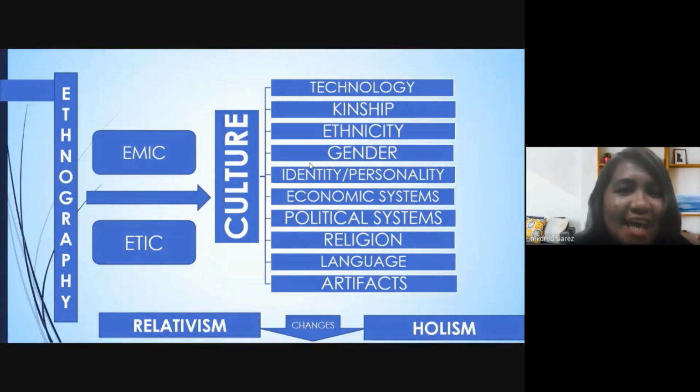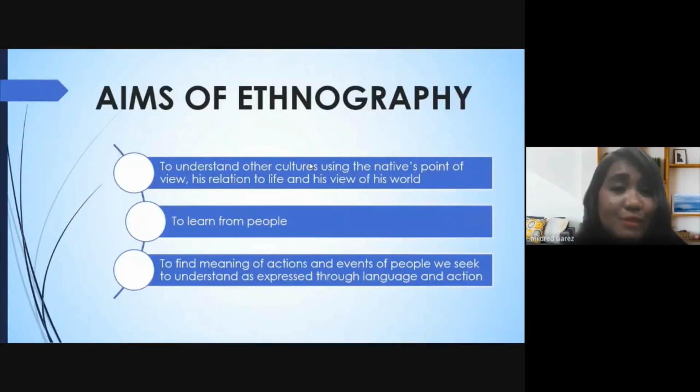Okay, culture focuses on technology, kinship, ethnicity, gender. So there are many aspects to look at in ethnography. The aim of ethnography is to understand culture, to learn from people, and to find meaning in what they are doing and in the events of the people so that we can understand them thoroughly.